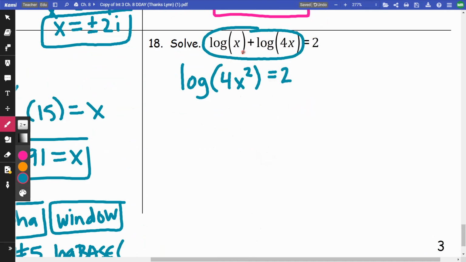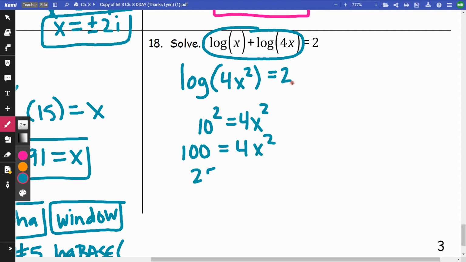So now at this point, I'm going to rewrite it in exponential form. So my base, since there's no base here, is really base 10. And remember, my log always is equal to my power. So it's going to be 10 squared is equal to 4x squared. So I have 100 is equal to 4x squared. I divide by 4, I get 25 is equal to x squared. Take the square root of this and I get a positive and negative 5.